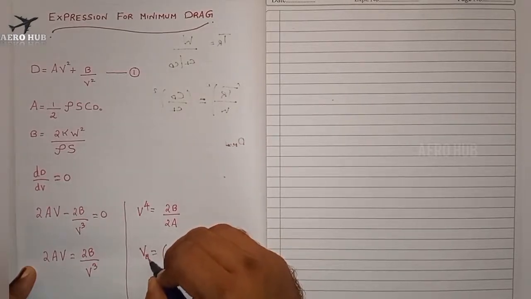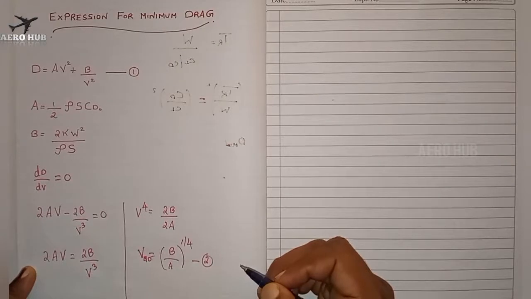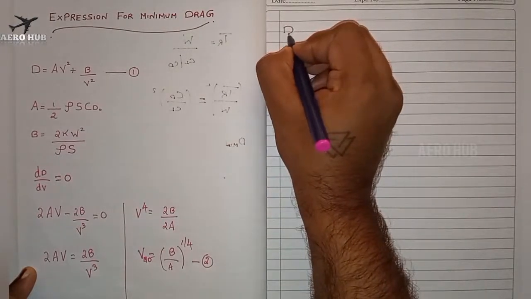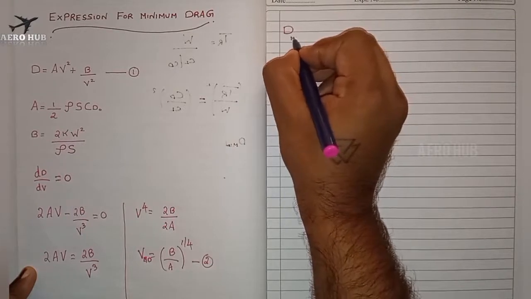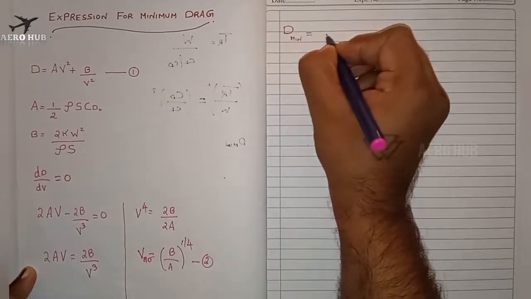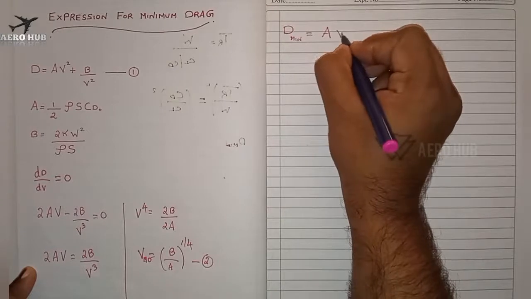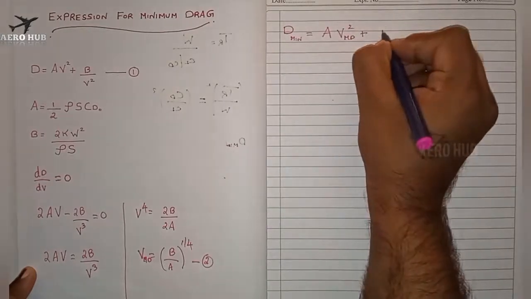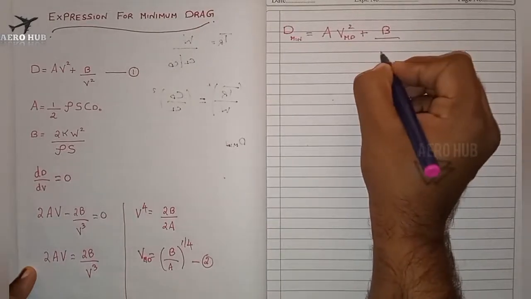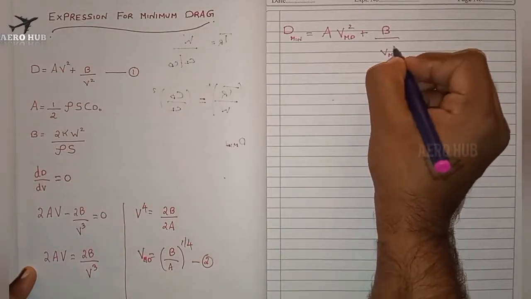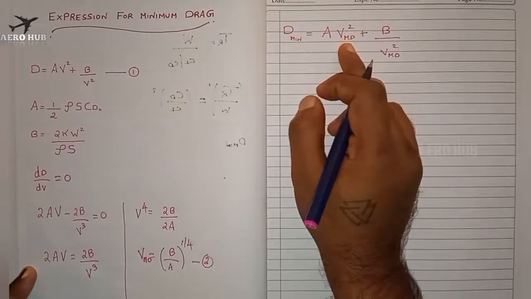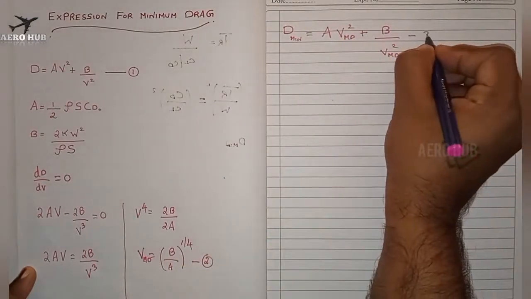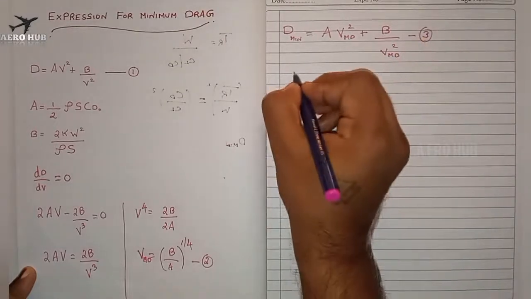I can write it as V MD, velocity for minimum drag. So the expression for minimum drag is D minimum equal to A into the velocity at minimum drag square plus B divided by the velocity at minimum drag square. This is equation number 3. I will substitute equation number 2 in equation number 3.